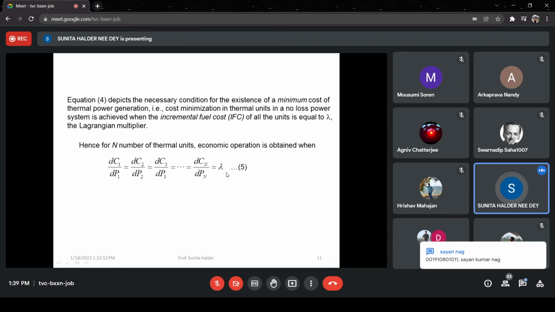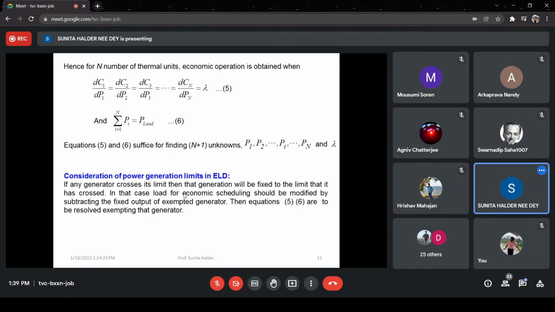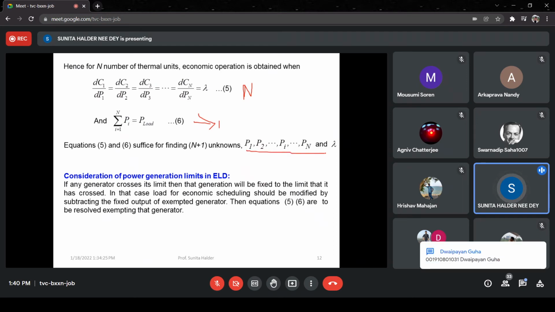So we have n number of unknowns, n number of generations we have to find out. But along with that, lambda is also unknown. So actually we have n plus 1 unknowns, and here we have n equations. So one more equation is required. That is with us, because the summation of pi, the summation of generation, equals the load. So that is one more equation. From here we get n equations, and from here one equation, so we can solve all these n plus 1 unknowns, right? So we can get an economic generation schedule for that plant.